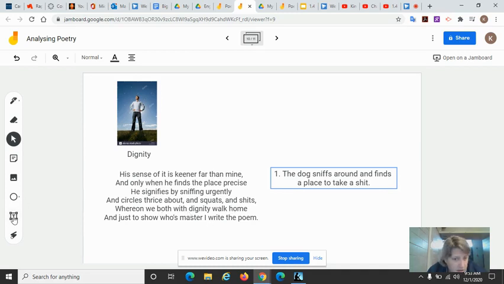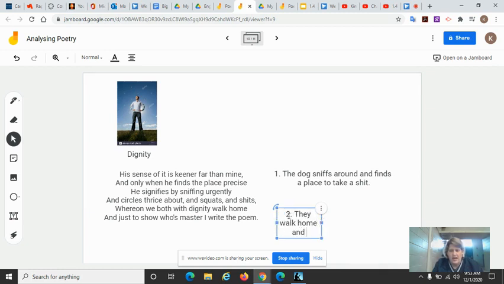And then the last part is whereon we both with dignity walk home, and just to show who's master, I write the poem. Okay, so they walk home and the man writes a poem.